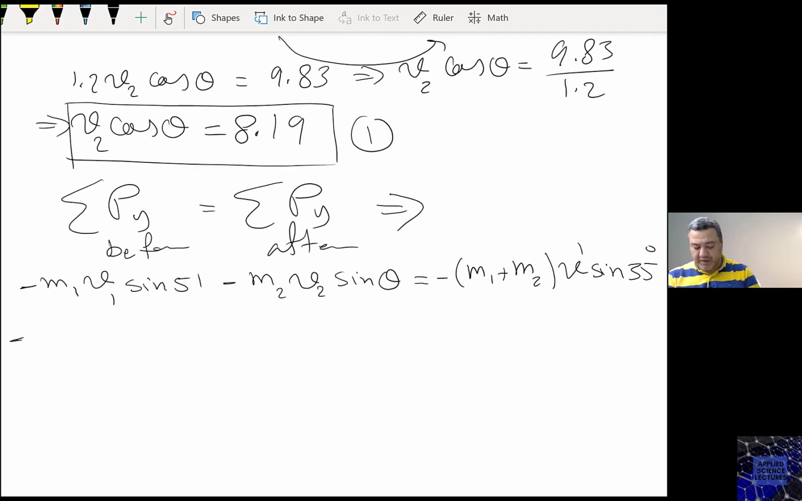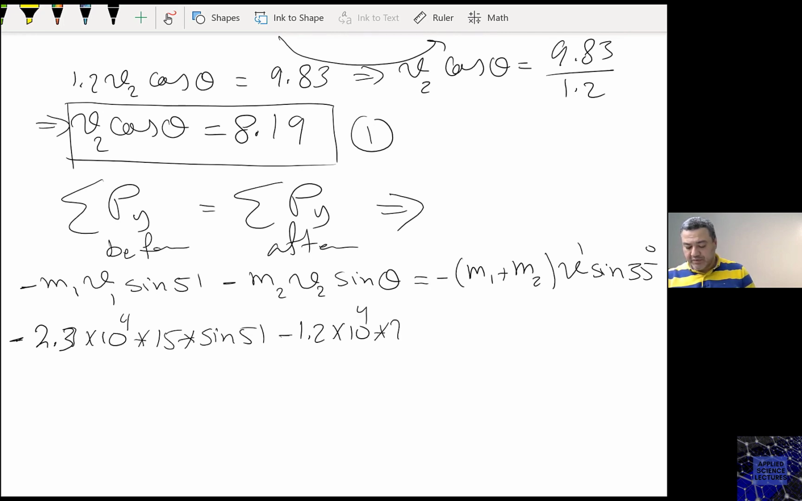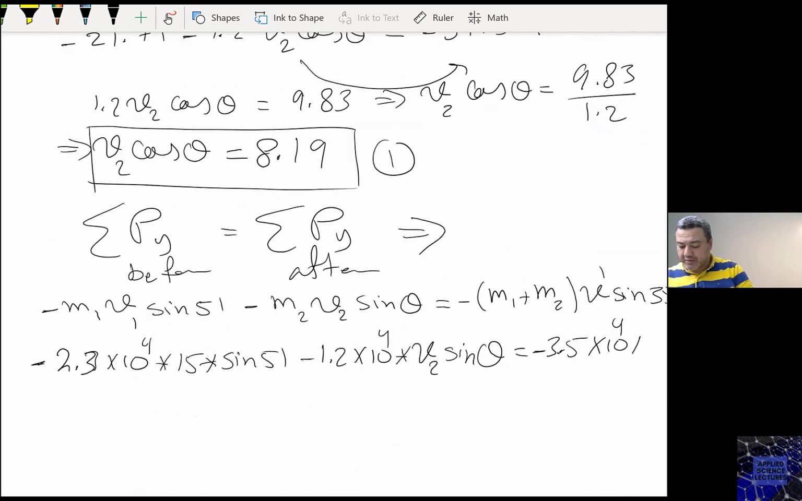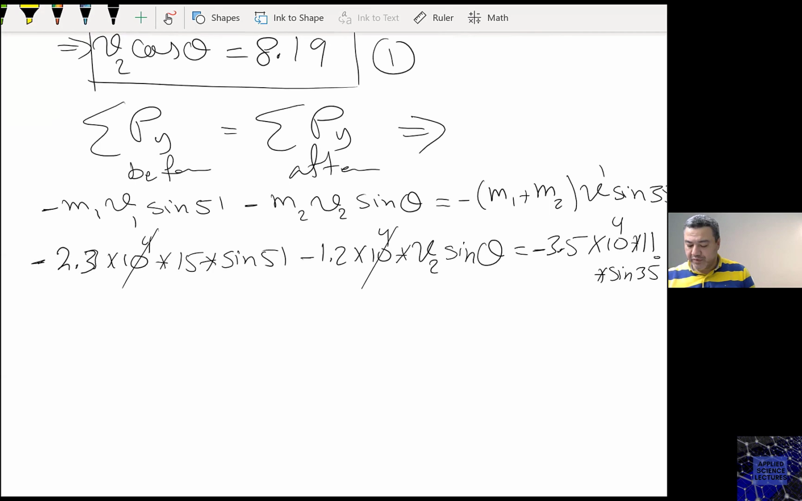Again, substituting here, minus 2.3 times 10 to the power of 4 times V1, which is 15, sine 51, minus 1.2 times 10 to the power of 4 times V2 sine theta equals minus 3.5 times 10 to the power of 4 times V prime, which is 11 meters per second, times sine 35 degrees. Again, 10 to the power 4 cancels.